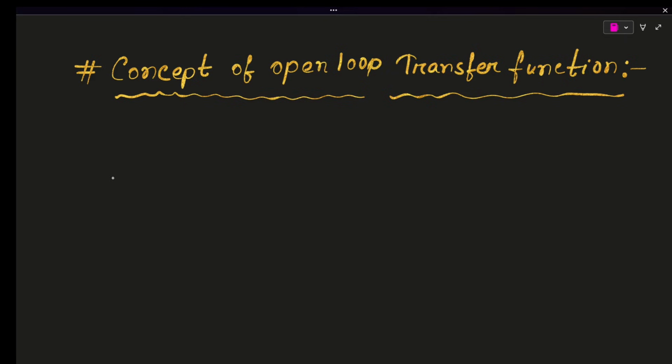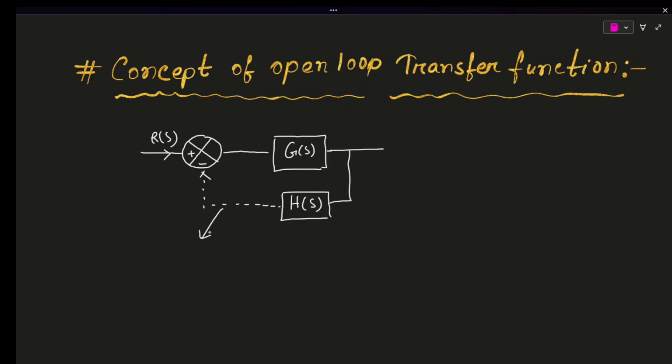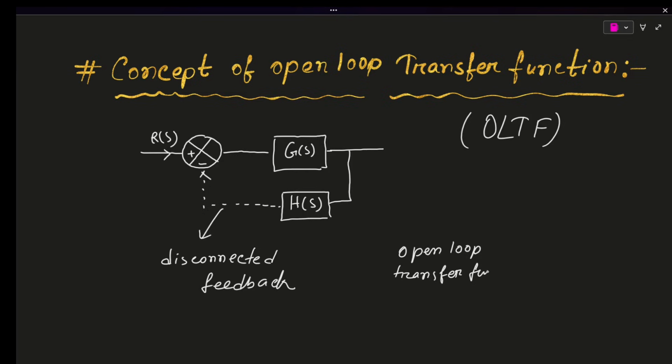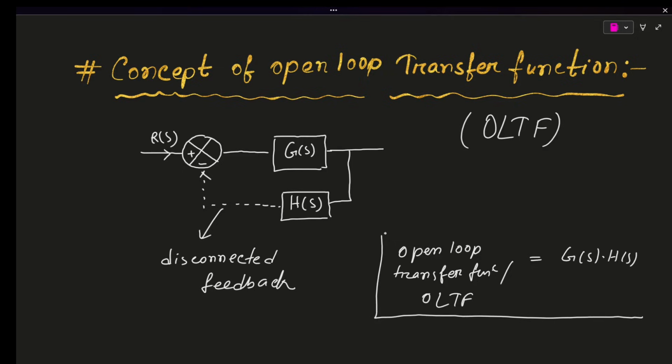So what is OLTF? If we disconnect the feedback from a closed loop system, then the product of G(s) and H(s) is known as the open loop transfer function, or in short, OLTF. Okay, so here it is: disconnected feedback, open loop transfer function, or OLTF, equals the product of G(s) and H(s). It is a very important term. You have to remember this thing.